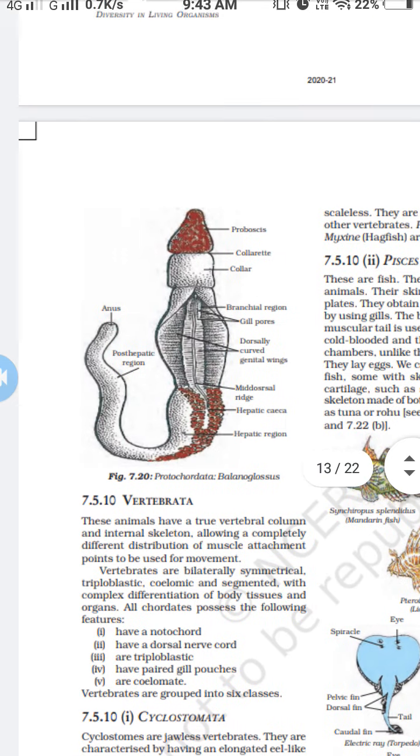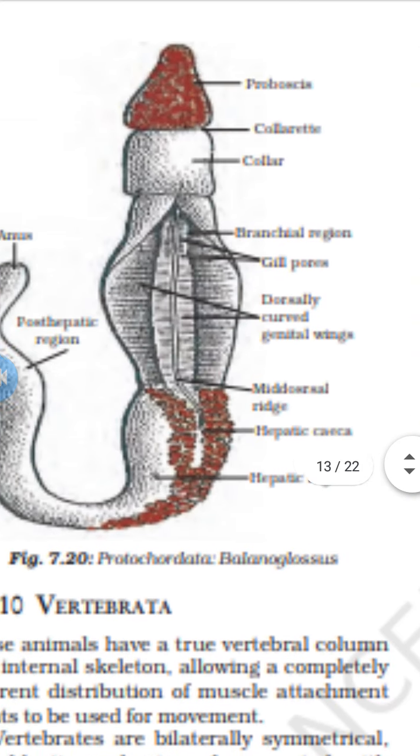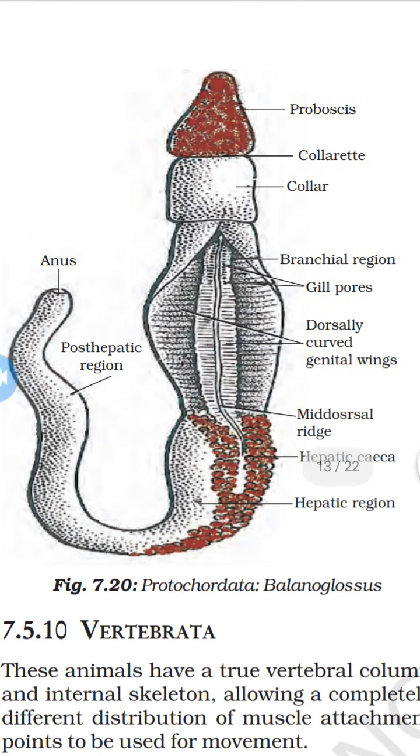Good morning, friends. In chapter number 7, Diversity in Living Organisms, today we discuss the Protochordata. In the morning session, we already discussed this topic.